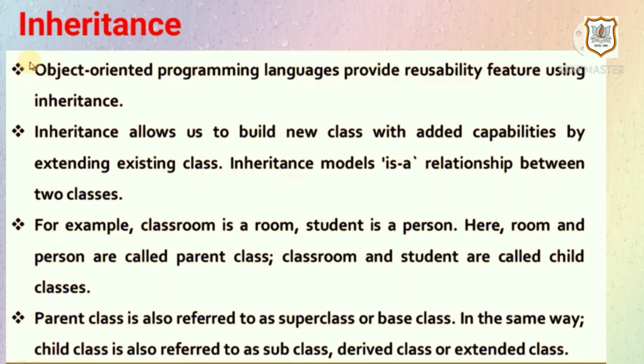Here room and person are called parent classes. Classroom and student are called child classes. Parent class is also referred to as superclass or base class. In the same way, child class is also referred to as subclass, derived class or extended class.